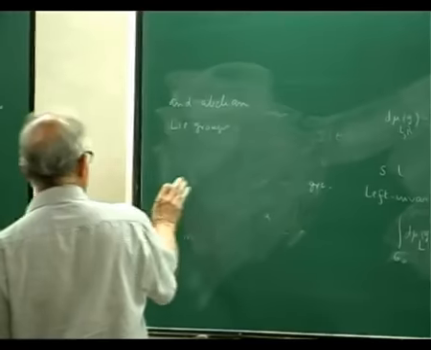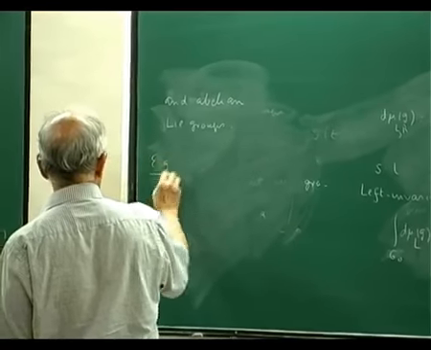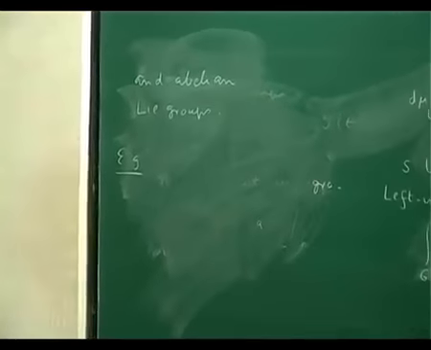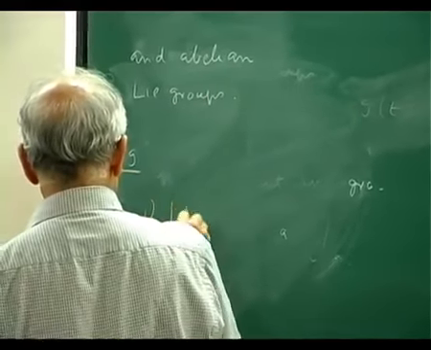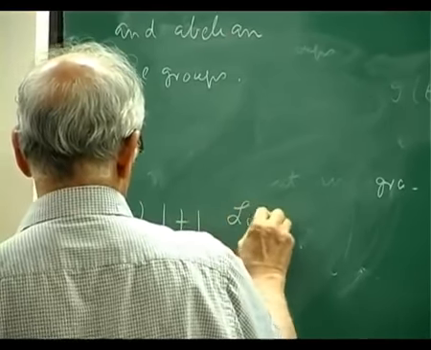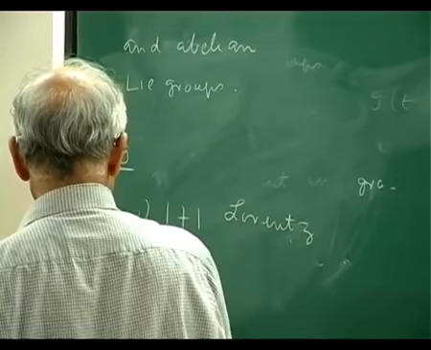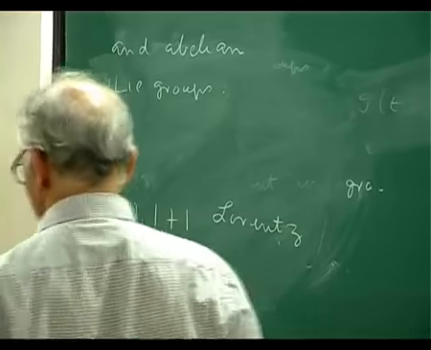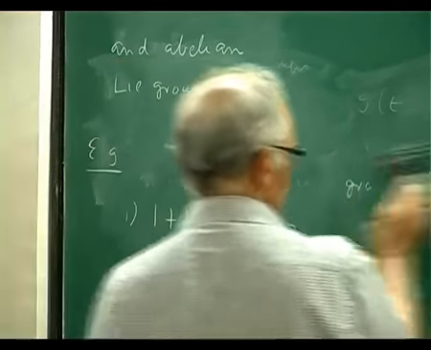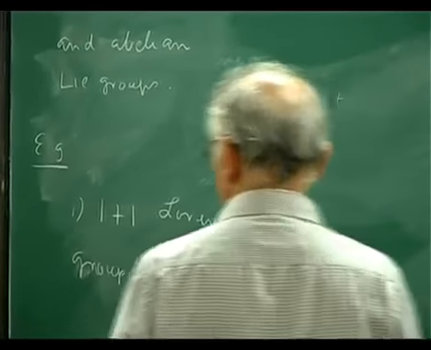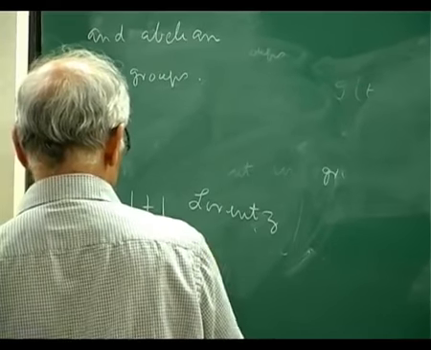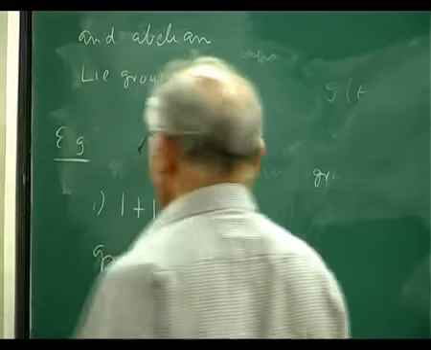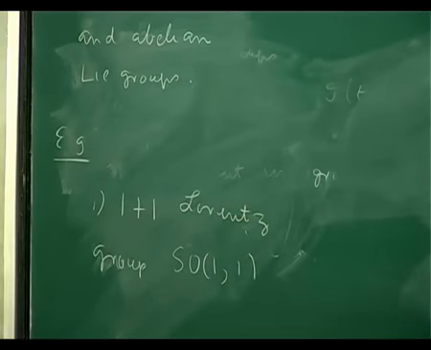So let me look at examples. Then we will look at how to write it in a good way. Examples. So let me look at the 1 plus 1 Lorentz group. Let me work it out. So this is 1 plus 1. Very often people write this as SO(1,1). The metric is 1, minus 1.